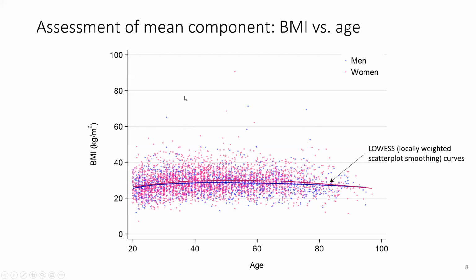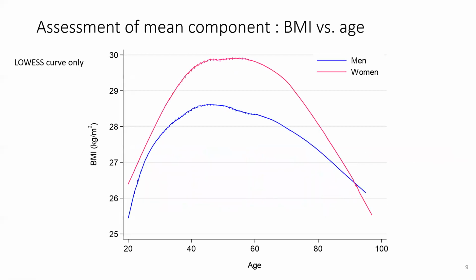The scale is from 0 to 100, so let's look at only these lowess curves. Now we see some difference between men and women, going up and down. The association between BMI and age is obviously not linear, and the next question is how to model it.